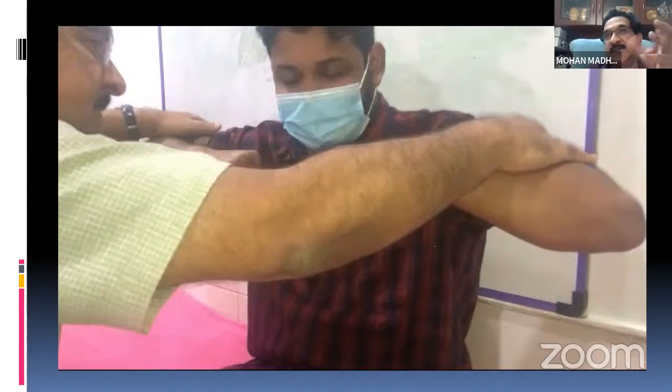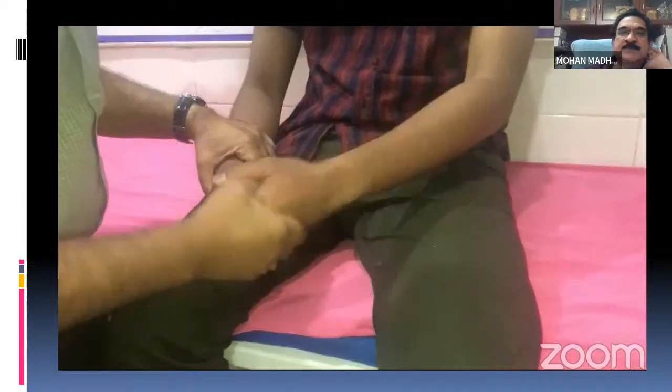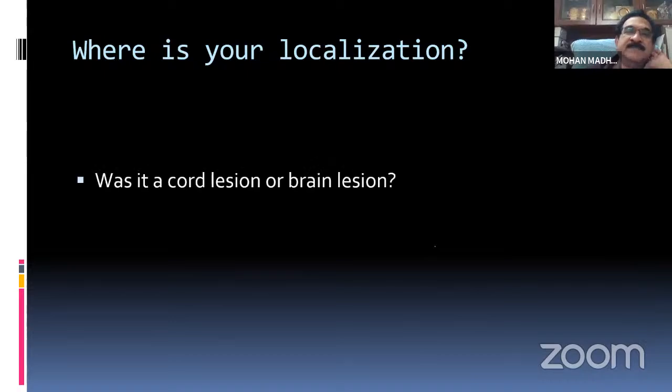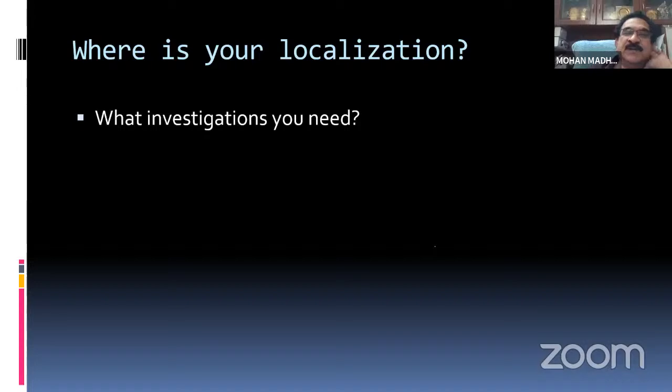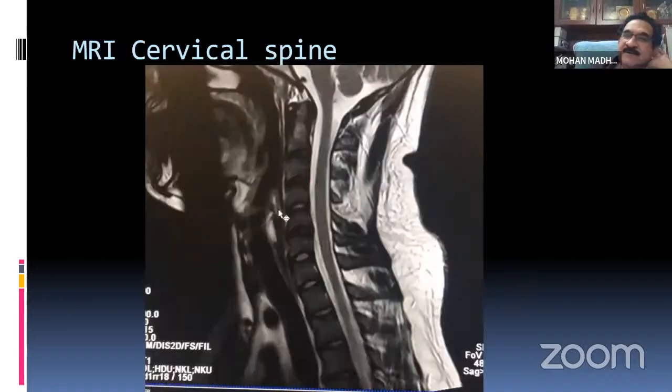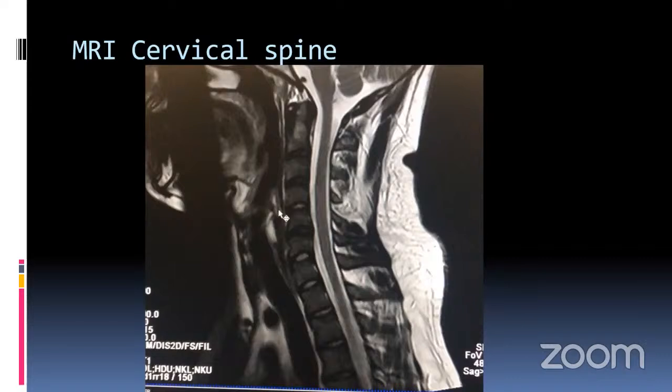Even the posterior muscles are not affected. Such a kind of area confined only to the distal part is more like a cortical lesion rather than a cord lesion. But both are possible, you have to keep that in mind. So was it a cord lesion or a brain lesion? That's the question. What investigation do you need now? Brain MRI, cervical cord.